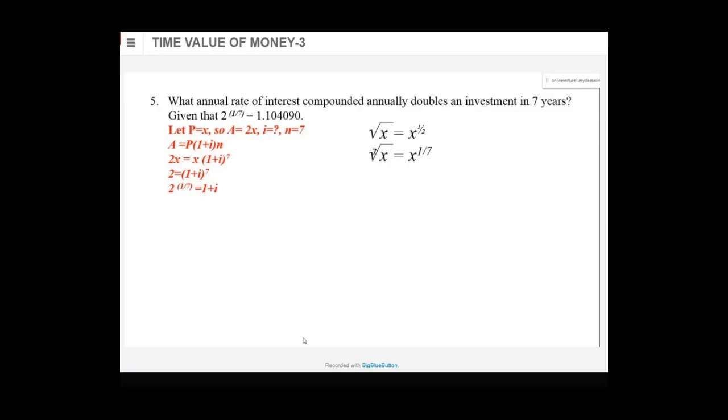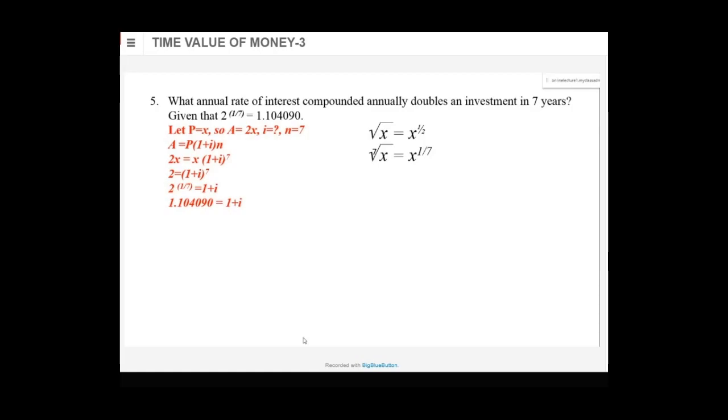Okay. There should not be a doubt. Not a big question. Now, in the question it's given 2 raised to 1 upon 7. That is 7th root of 2. From where I got that 1.104090? It was given in the question. Data was available in the question. Information was available in the question.